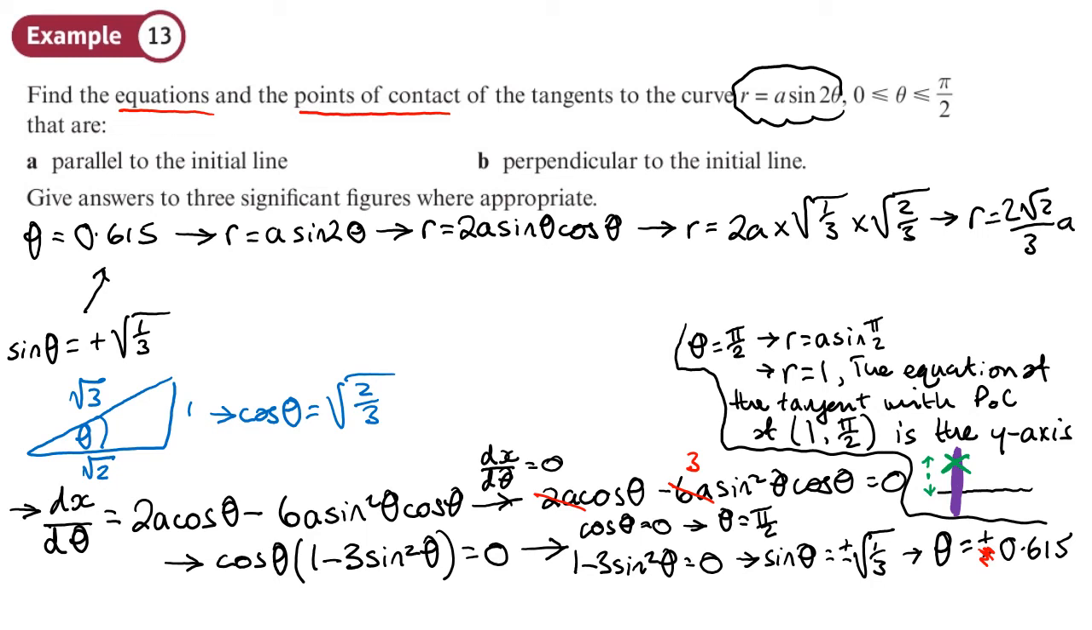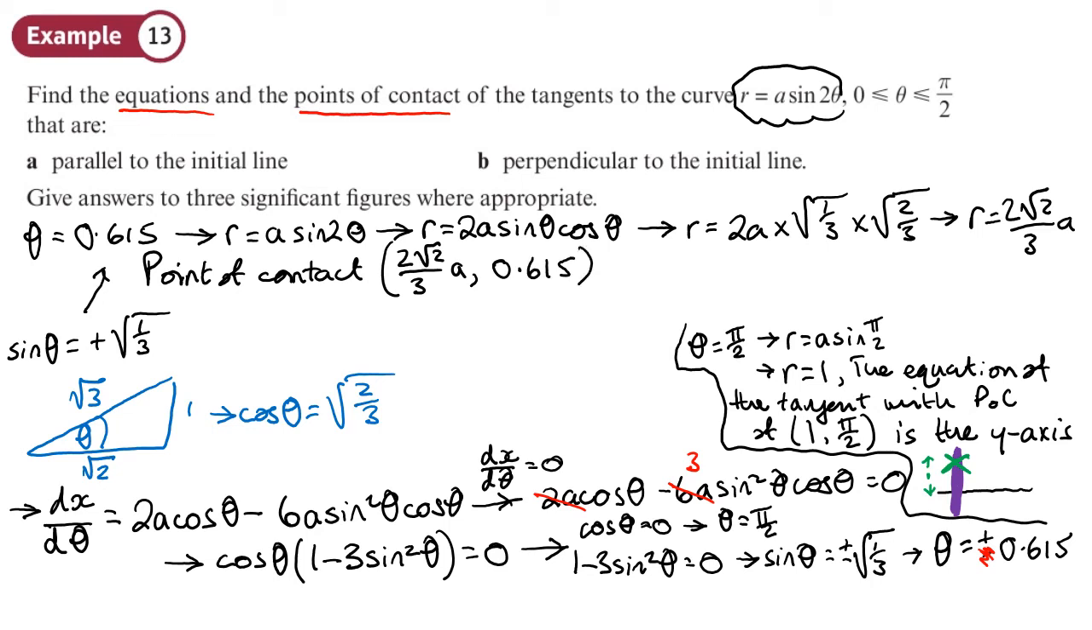So before we go any further, let's write down what this point of contact is, so we can see it clearly. So that point of contact was 2 root 2 over 3 a, comma 0.615. So remember, that's rounded.